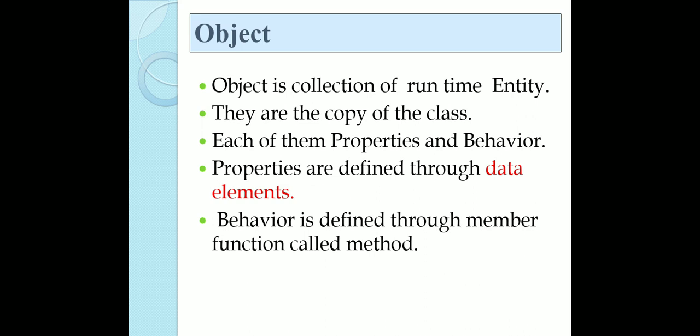The second concept is object. Object is a collection of runtime entities. They are copies of the class. Each of them has properties and behavior. Here the properties are defined through data elements and behavior is defined through the member function called a method. Basically, object is a collection of runtime entities and an entity is a collection of attributes, behaviors, etc.